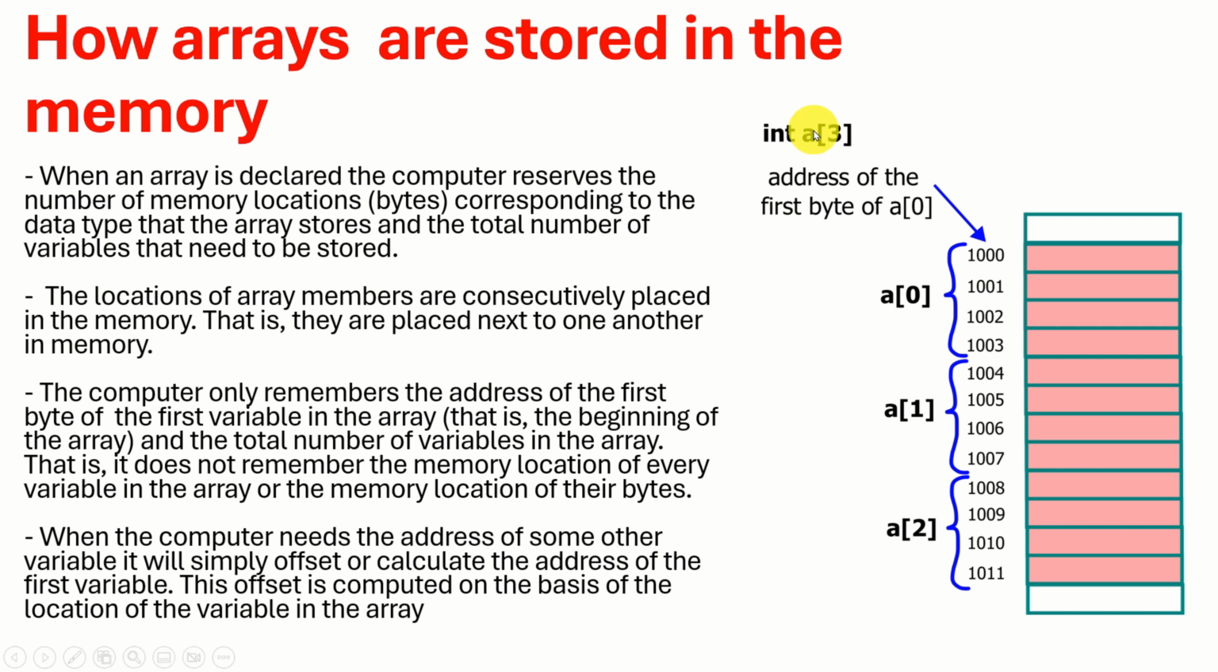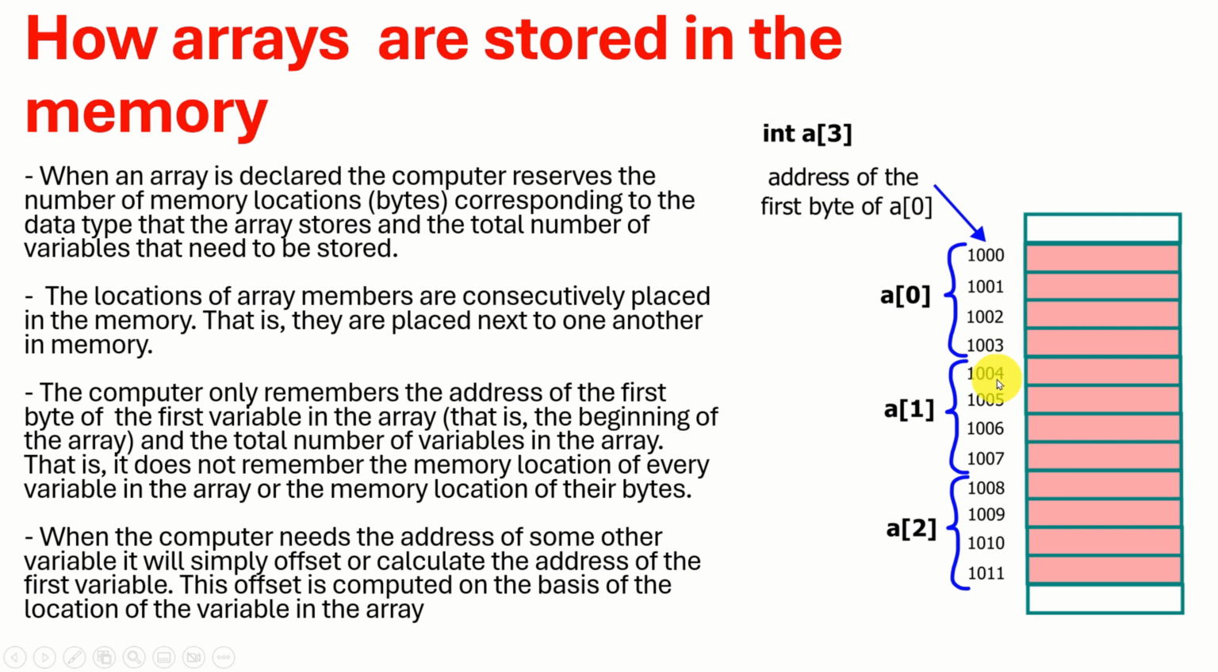When we declare A to be an array of the integer type, the compiler and the complete system need to remember the address of the first byte of A0. Also, they need to remember how many members there are in the complete array. That is, they need to remember this number 3.